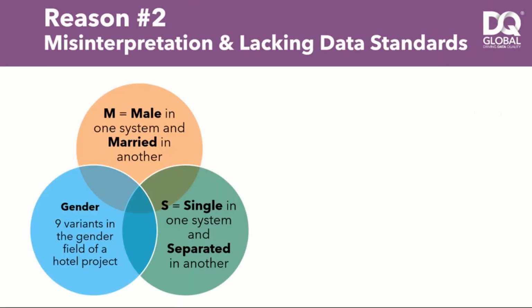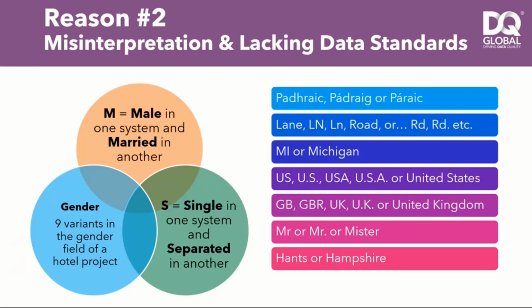We've got reason number 2: misinterpretation and lacking data standards. We'll come on to this a little bit later. In one system you have M equals male, but in another system that means married. And unless you have context or a standard, you're not sure what that actually means. This is a big challenge when you're going through a data migration, that you have context behind what the data actually means.